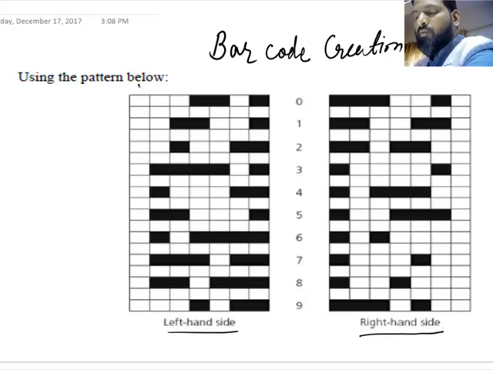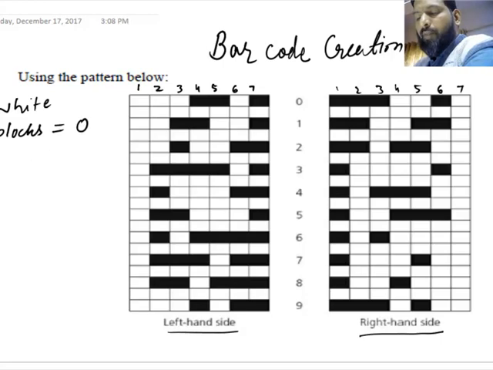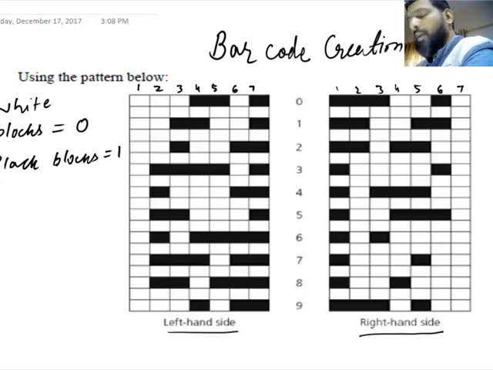You can see there are 7 columns, 1 2 3 4 5 6 and 7, and the same here, 1 2 3 4 5 6 and 7. For your memorandum, white lines or white blocks mean 0, and black blocks equal 1. So if the columns are white, they are 0, and if the columns are black, they are 1. Now if you are going to form the barcode number, you have to understand the left hand side and right hand side patterns, and draw the lines accordingly using 7 columns for each digit.